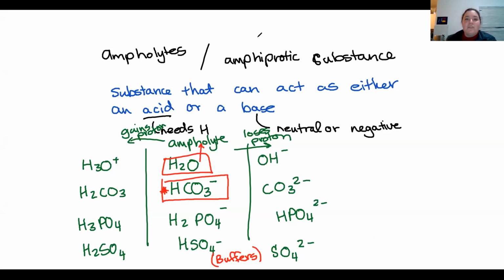All right, so that was what I needed to quickly cover with amphiprotic substances. Now, I wanted to chat to all of you about titrations today. This is the last thing that we're going to be touching on.